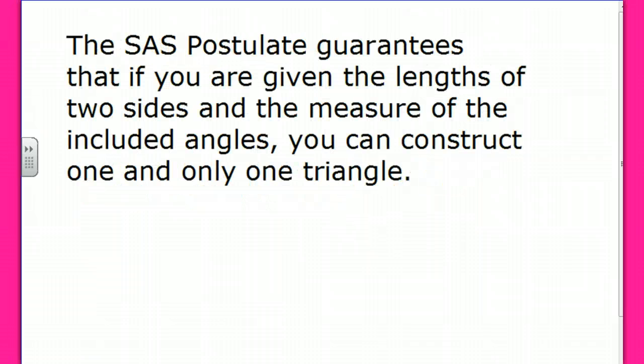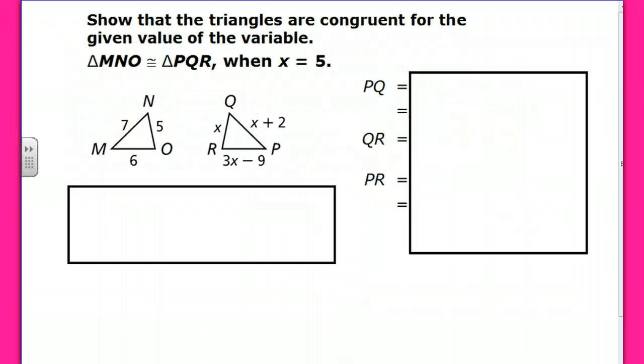So the SAS postulate guarantees that if you are given the lengths of two sides and the measure of the included angle, you can construct one and only one triangle. So all you need to know are two sides and the included angle between those sides, and the third side would have to fall into place based on SAS. So let's show that these triangles are congruent for the given value of the variable.